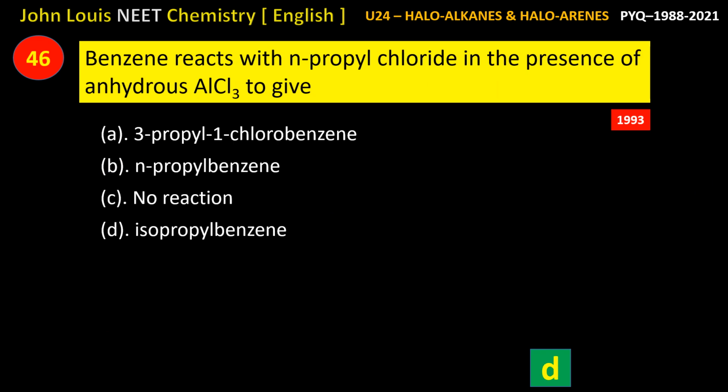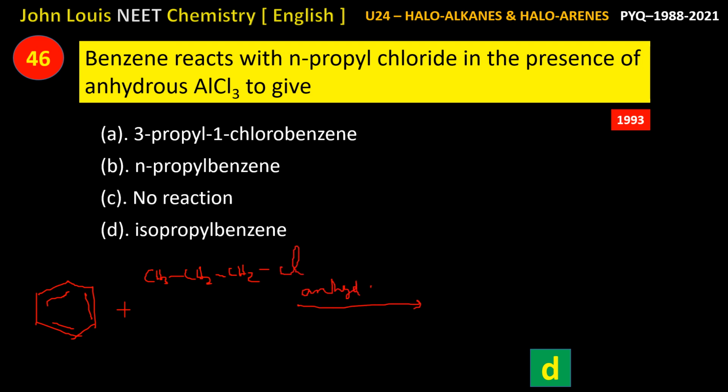Benzene reacts with N-propyl chloride in the presence of anhydrous aluminium chloride to give... So they are given 4 options here. Now let us take benzene plus N-propyl chloride. So what is N-propyl chloride? CH3, CH2, CH2 is N-propyl, that is normal propyl chloride, in the presence of anhydrous, dry aluminium chloride. So what will happen here? This chlorine will be absorbed by the anhydrous aluminium chloride and forms AlCl4 minus.